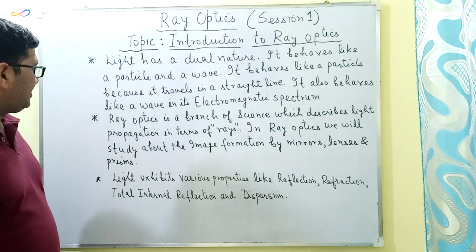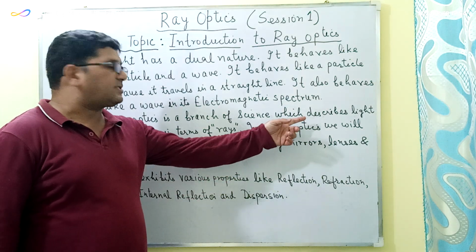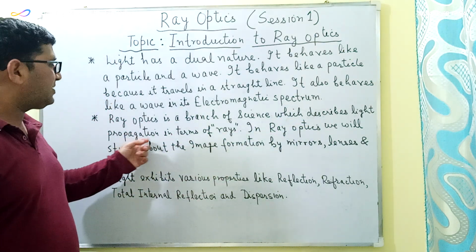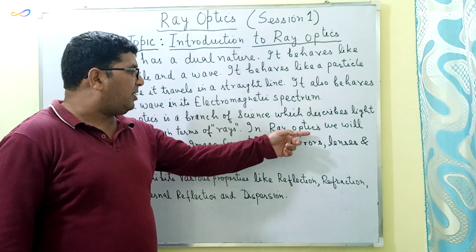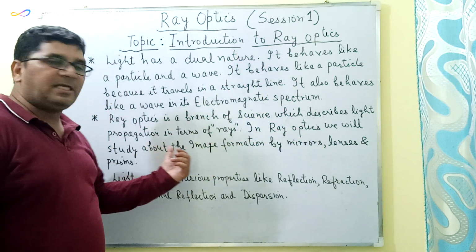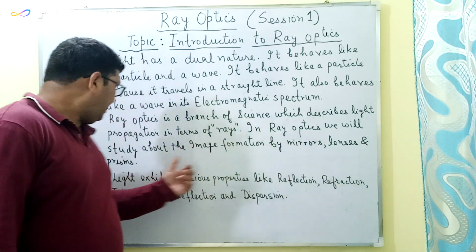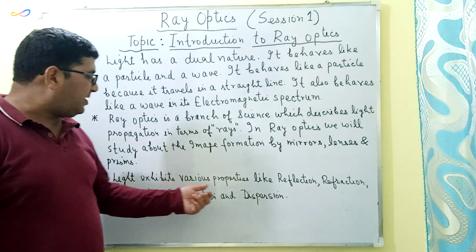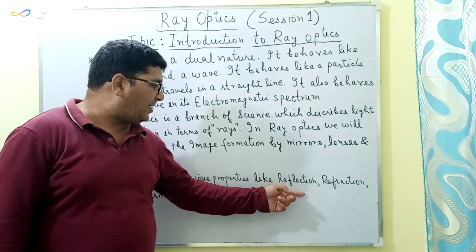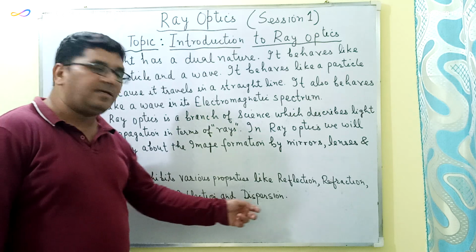Now the second point is that ray optics is a branch of science which describes light propagation in terms of rays, and in this chapter of ray optics we will be studying the image formation by mirrors, lenses and prism. Light also exhibits various properties like reflection, refraction, total internal reflection and dispersion.